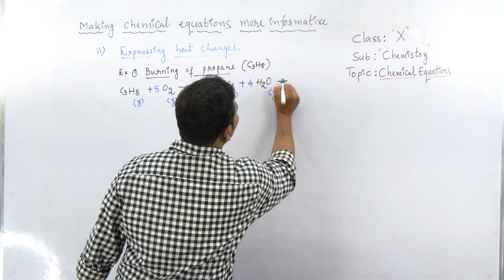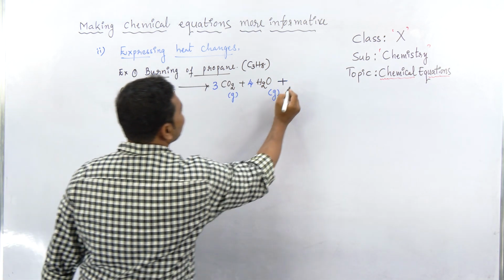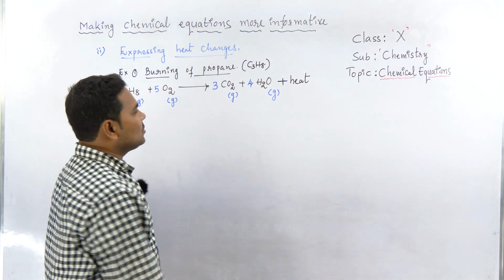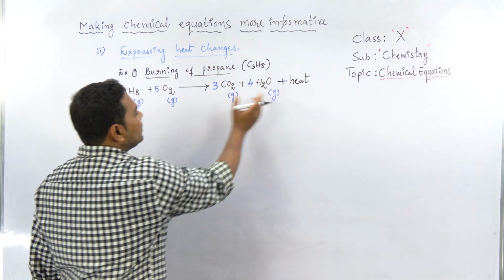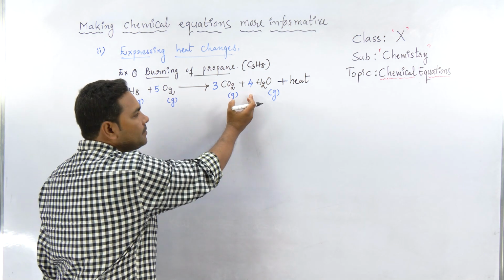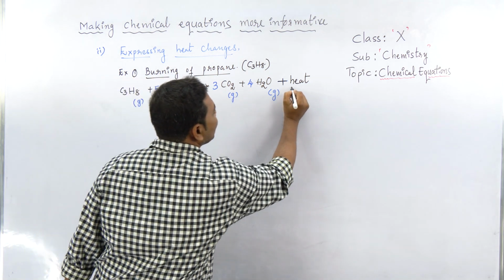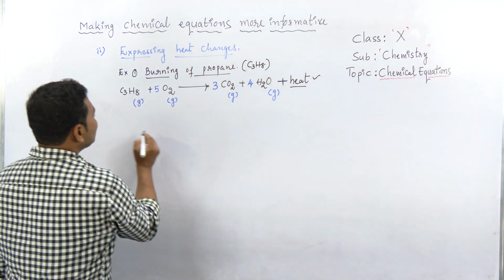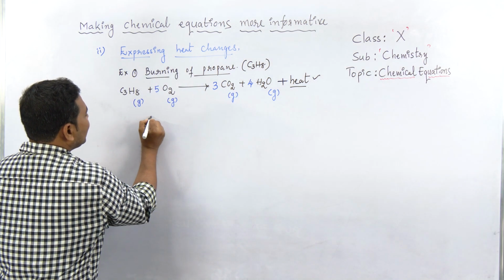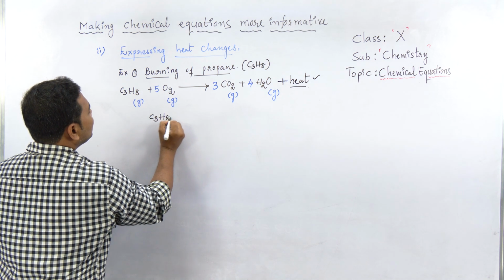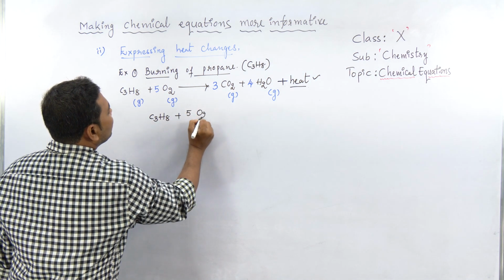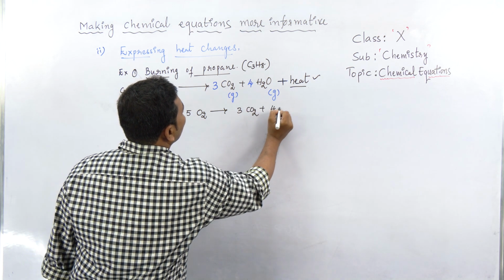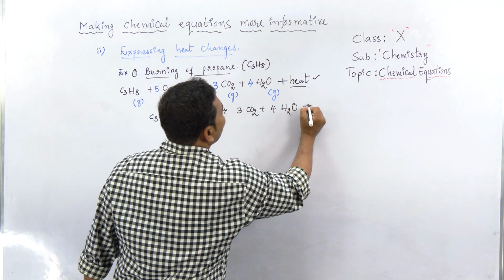In this chemical reaction, a lot of heat energy also is released. So I'm writing heat on the product side. This is before the reaction, this is after the reaction. As a result of the chemical reaction, heat energy is released. Okay, this can be represented like this, right? C3H8, propane, reacts with 5 molecules of oxygen, produces 3 molecules of carbon dioxide and gives 4 molecules of water plus heat.